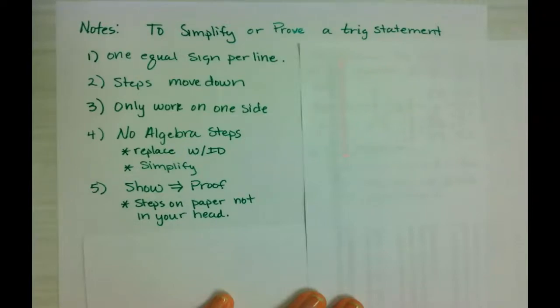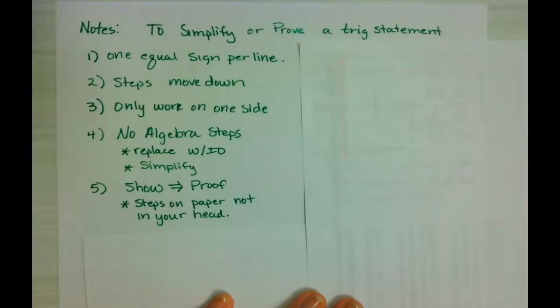We are going to be able to replace something with an identity and simplify. And then we're going to do it the same way for simplifying and proving, just to keep it consistent, make it a little easier. But the difference is if you have to prove something, it will say show or prove, and you have to get everything committed to paper. Nothing can be in your head. It's got to be on paper demonstrating what's happening.